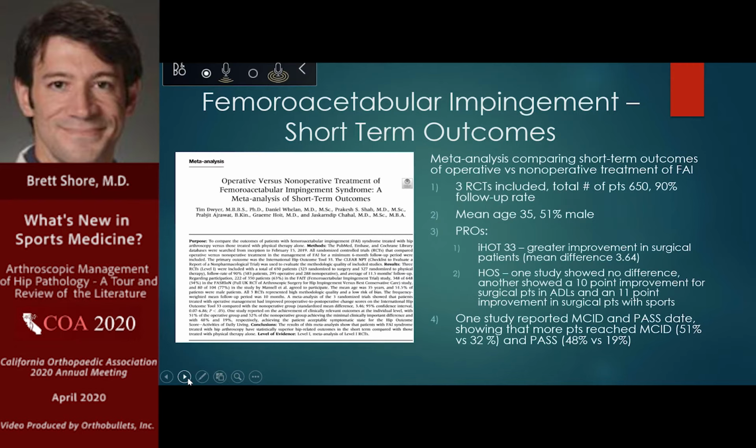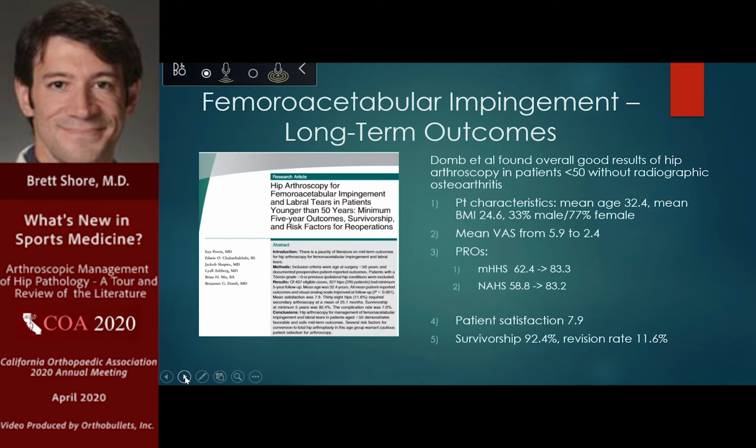Another meta-analysis, which was done of randomized controlled trials comparing operative versus non-operative treatment of FAI, found greater improvement of patient-reported outcomes in surgical patients in all but one study. Furthermore, the one study that reported MCID and PASS data showed that a significantly greater number of patients achieved what would be considered an acceptable level of disability with surgery than without, again, suggesting that surgery for FAI is an effective treatment.